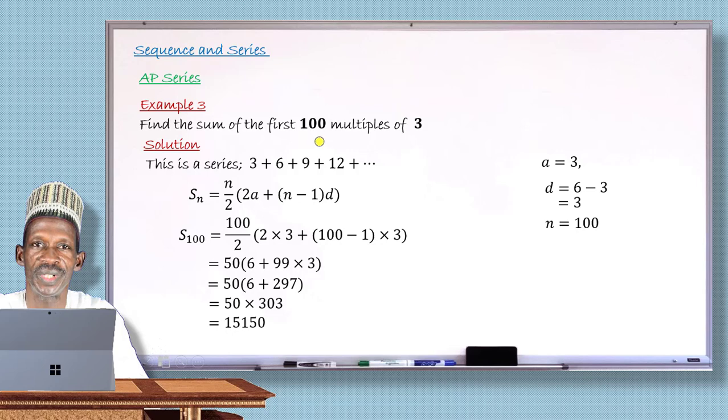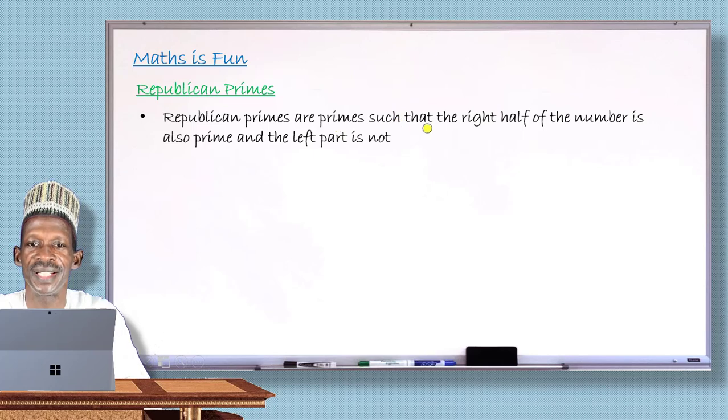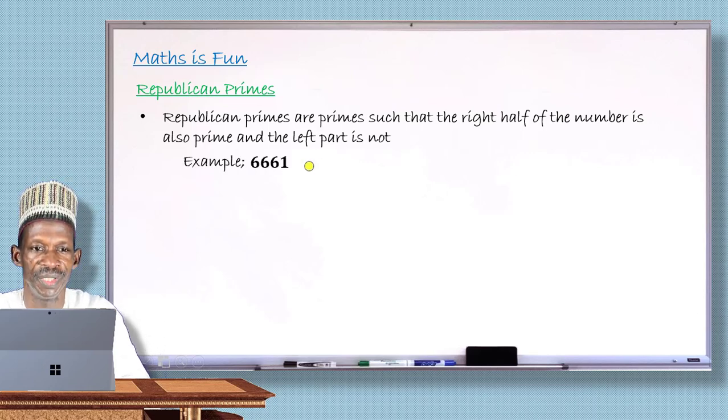And let me just move quickly to the last segment, Maths is Fun, and explain what group of prime numbers are called Republican primes. So Republican primes are prime numbers such that the right half of that very number is prime and the other left part is not. Let's just take an example.